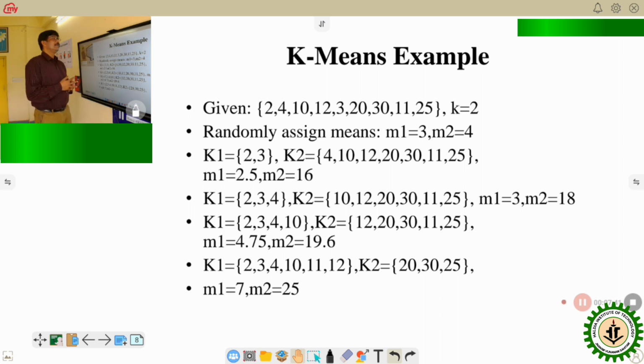Now we want to cluster this data set. We want to categorize this particular data set into two clusters. So how many clusters you require has to be predefined. That you have to choose, and here I am choosing only two clusters.